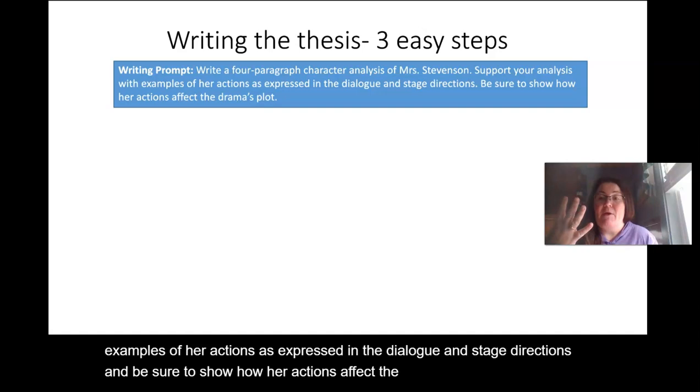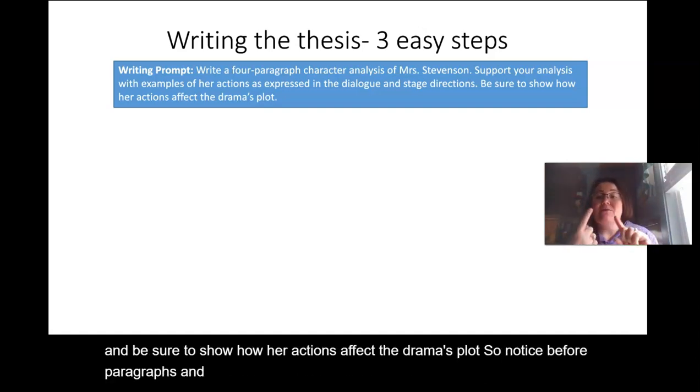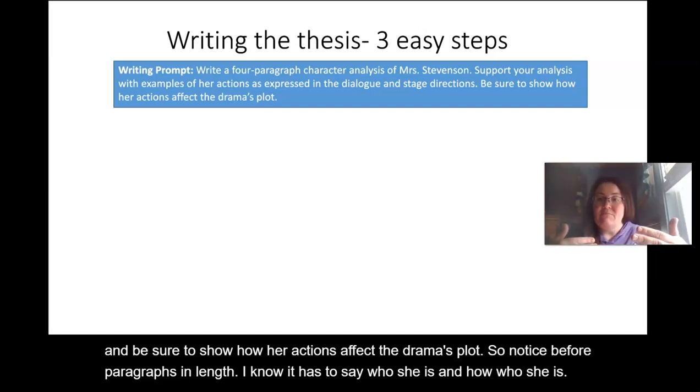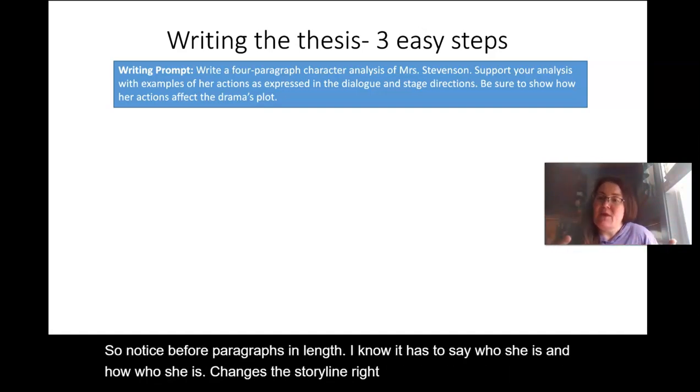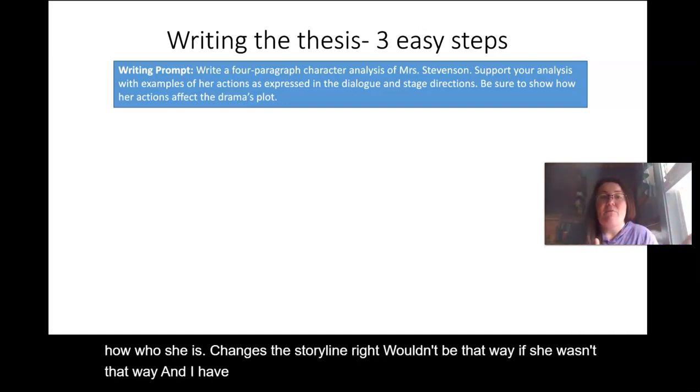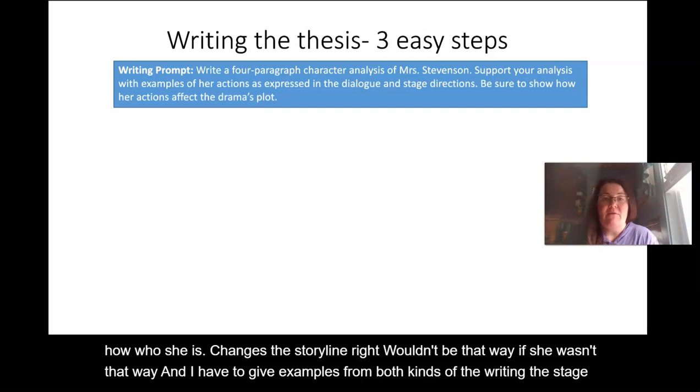So I know it has to be 4 paragraphs in length. I know it has to say who she is and how who she is changes the storyline. Right? She wouldn't be that way if she wasn't that way. And I have to give examples from both kinds of the writing, the stage directions and the dialogue.